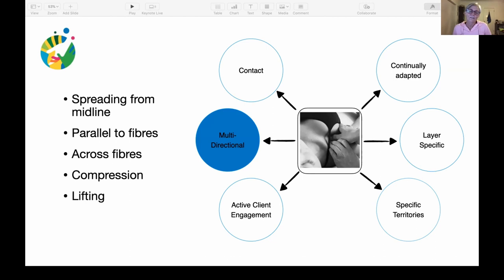So I want you to pause for a moment. With these in mind, and also the thinking that we know we work towards restrictions or away from restrictions, take a moment and think about the directions that you work with your hands and put them in the chat.